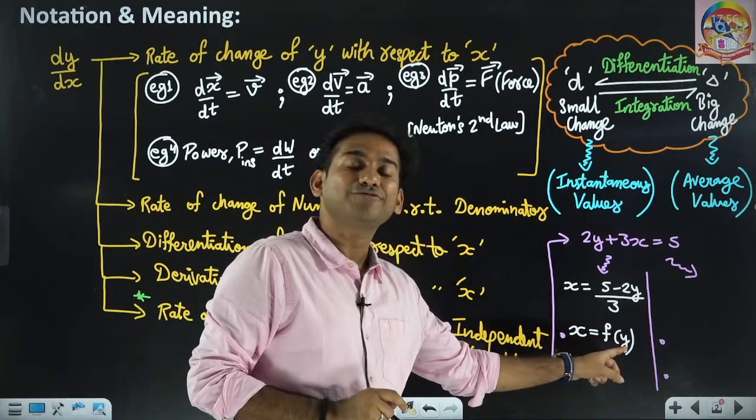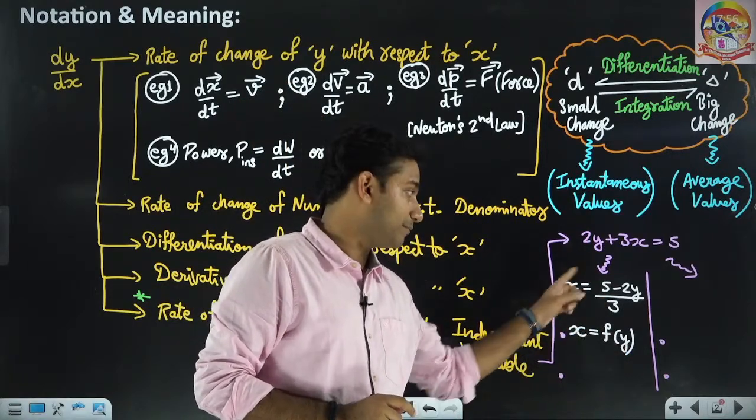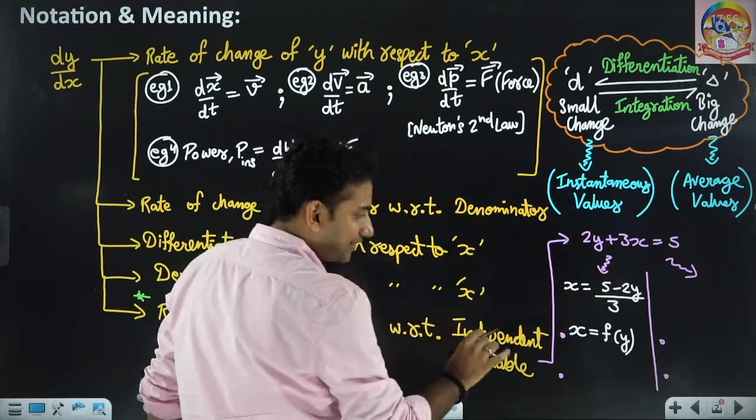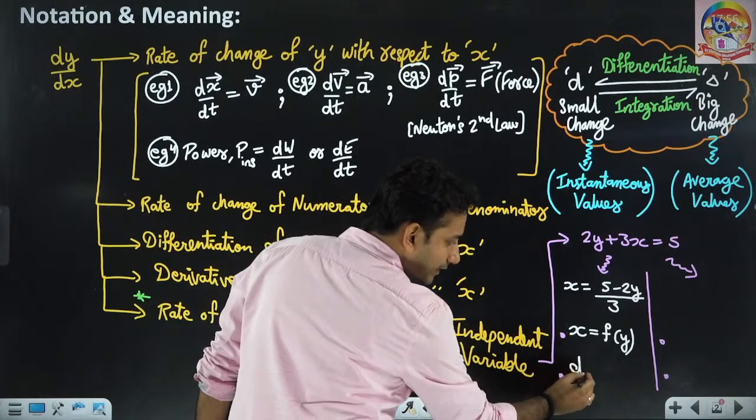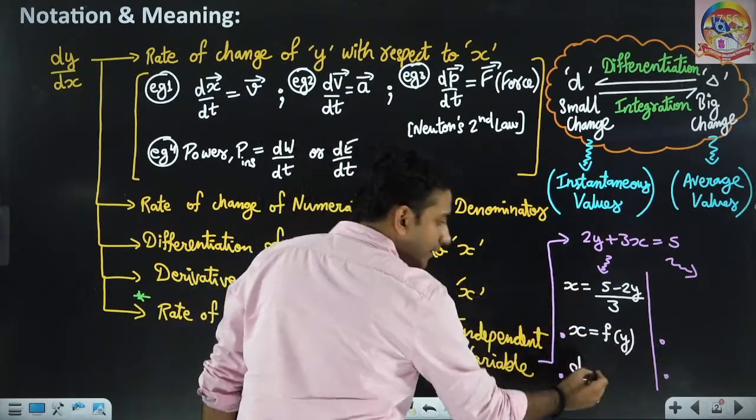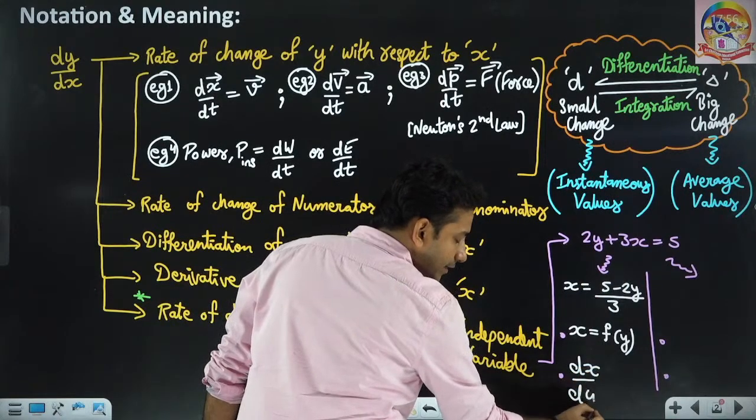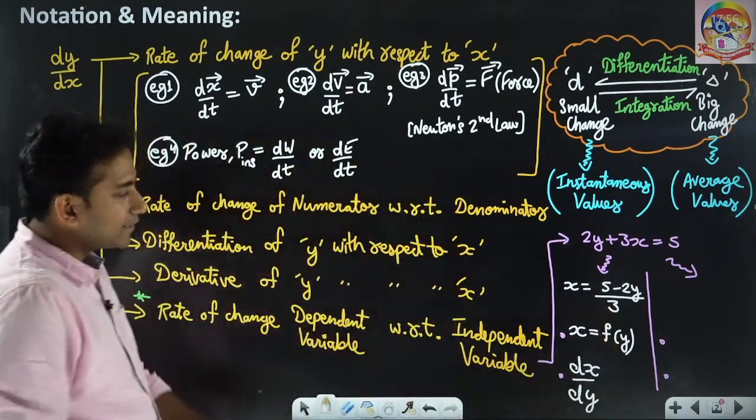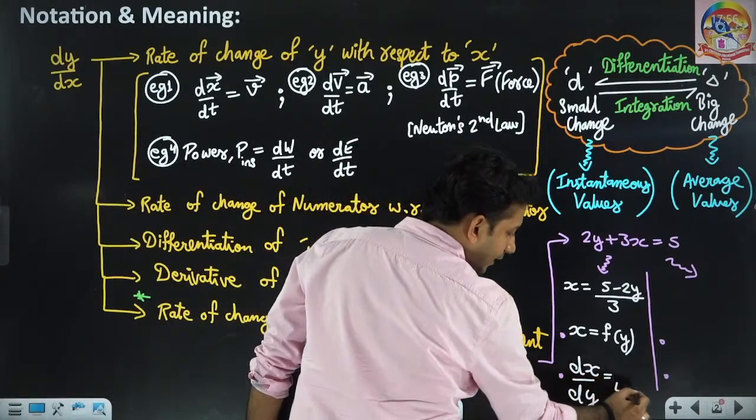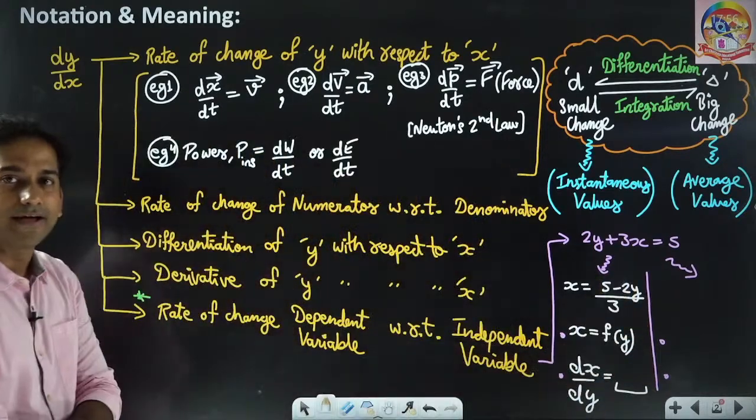Depending upon the value of y, x will come. x will be dependent on y. Output will be dependent on input. So here, in terms of derivative, d of the dependent variable x by d of the independent variable y is defined. You can find dx by dy.